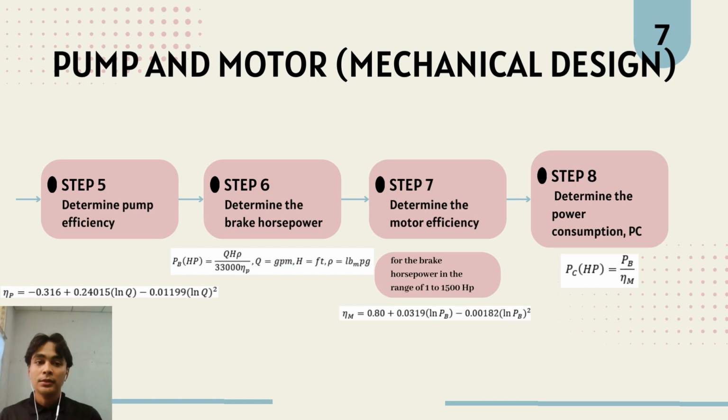Continuing from the last slide. Step 5, determine the pump efficiency using the formula below the step 5 box. Then determine the brake horsepower with the formula PB. PB is equal to Q H rho over 33,000 times the efficiency of the pump. Step 7, determine the motor efficiency; the range for brake horsepower should be between 1 to 1,500 horsepower. Lastly, step 8, determine the power consumption of the motor and pump.